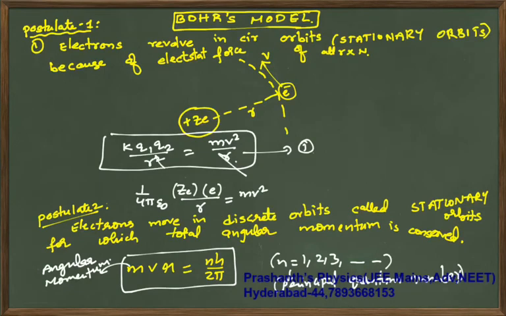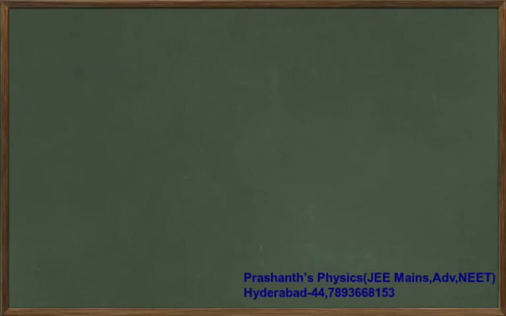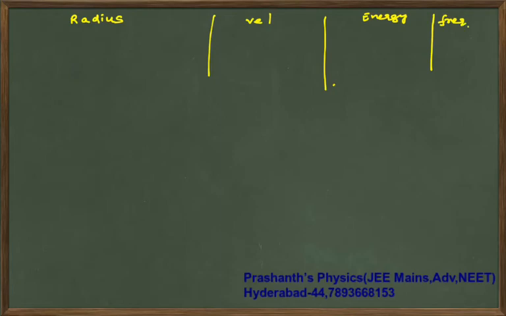Now using these two equations, one is centripetal force, kq1 q2 by r square, and the other one is mvr is equal to nh by 2 pi, I am going to derive radius, velocity, then energy, followed by frequency. All these things I am going to derive from only two equations. So what are those two equations?